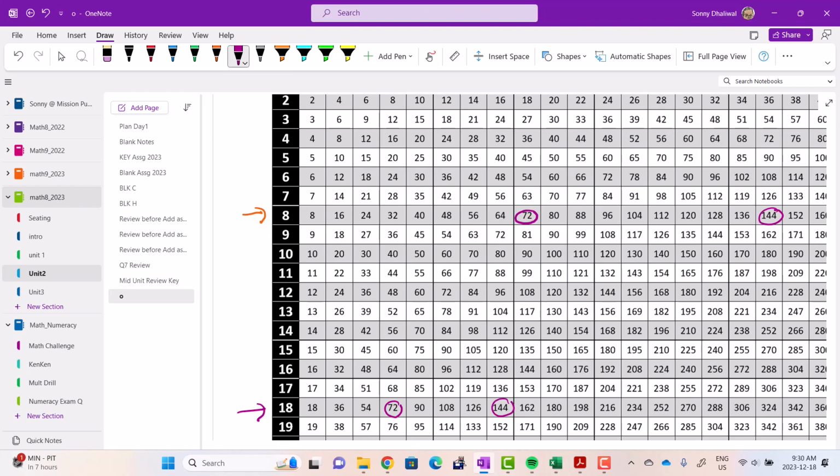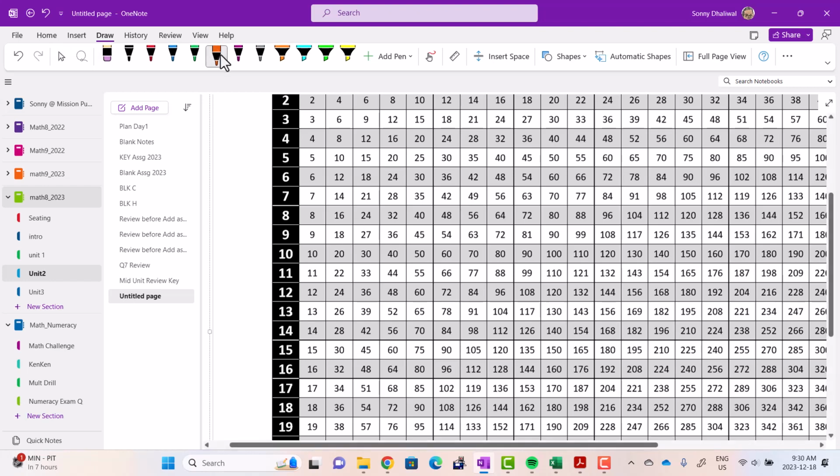So this is one of the reasons why, when I made this multiplication chart, I did alternating colors, so it makes it a little bit easier for you to track your finger and follow. All right, so let's try a couple more. What if I go 6 and 15?